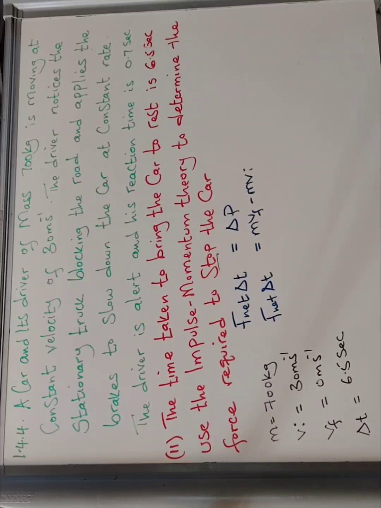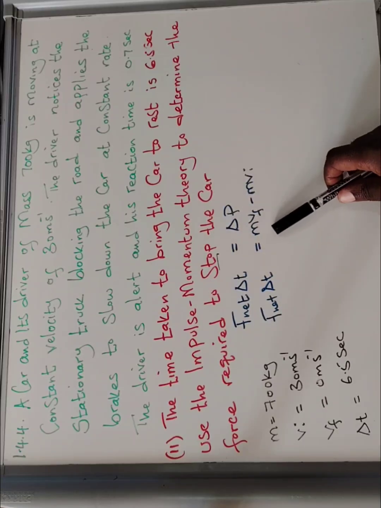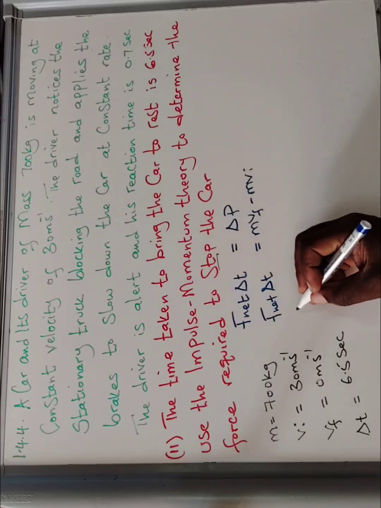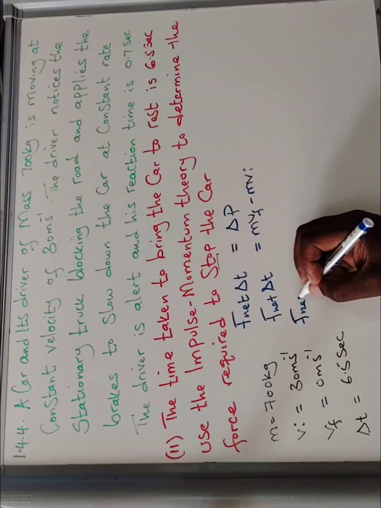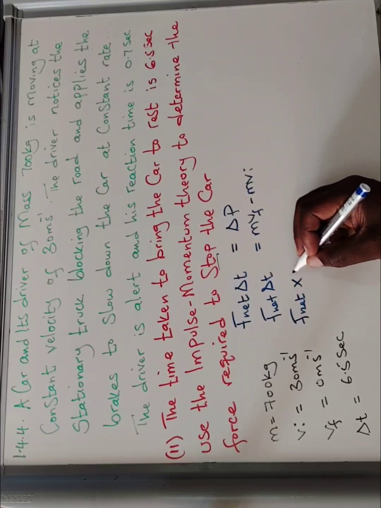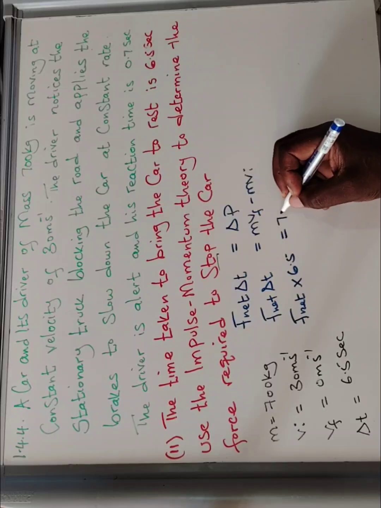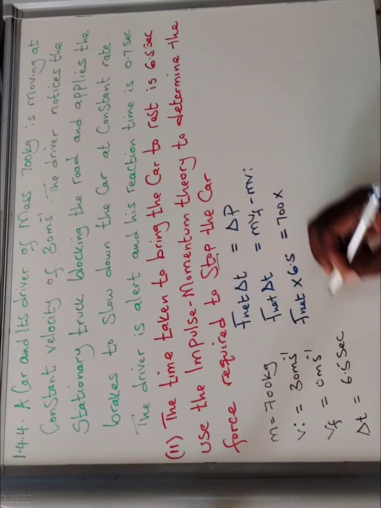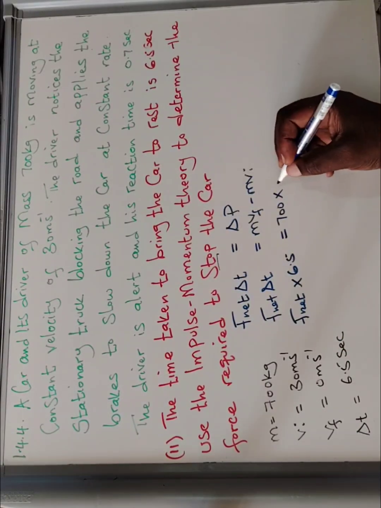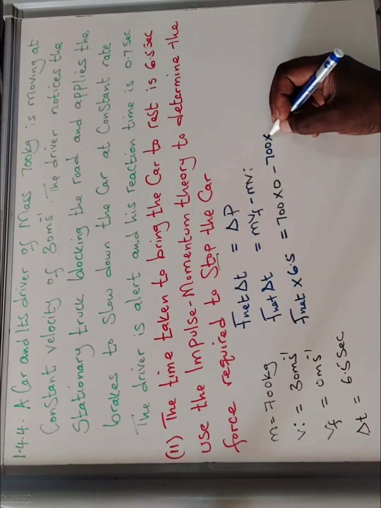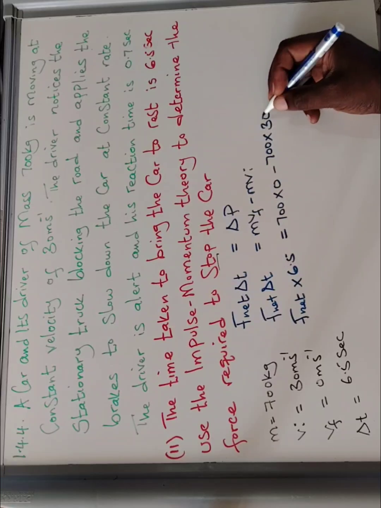Okay, let's check. Do you have time? Yes. Do you have mass? Yes. And both velocities are known. So what are you going to do? To substitute in. And you are going to say F net times 6.5 is equal to mass, which is 700, times final velocity, which is 0, minus 700 times 30, which is the initial velocity.